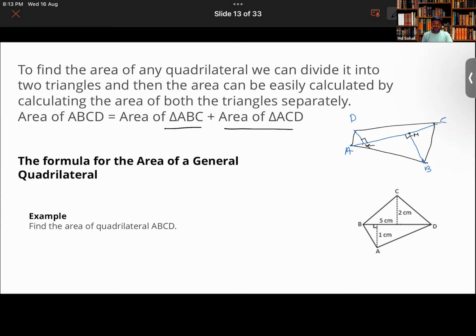So for triangle ABC, it's going to be what? Half into base, that base is the diagonal AC here, and height. For example, you're talking about triangle ABC, so it will be BM. And the area of triangle ACD will be half multiplied by AC multiplied by BK. So that is pretty simple, no?